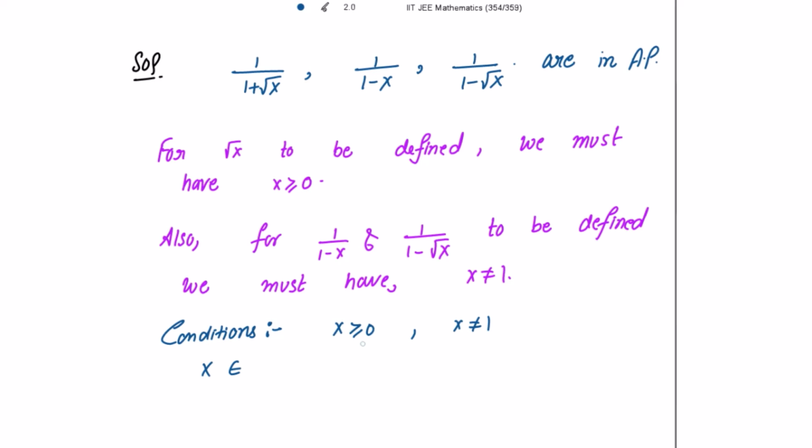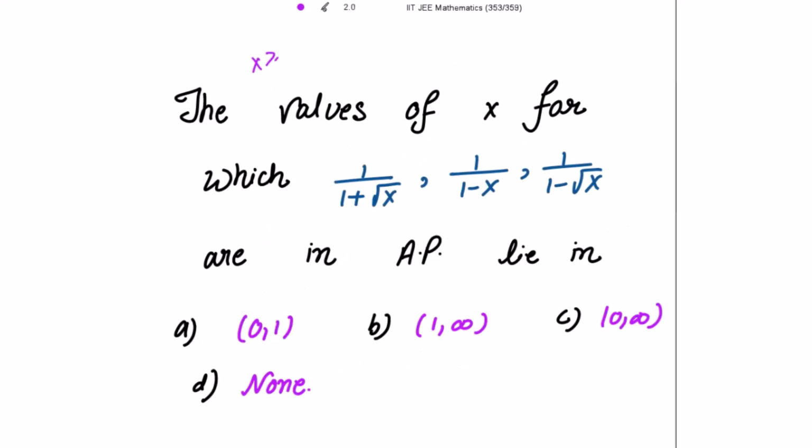X should be greater than equal to 0. That means 0 should be included in the interval, right? And 1 should not be included. So writing here the open interval on the right hand side, union 1 should not be included. And because x is greater than equal to 0, here I am writing infinity. So this is the required interval to which x belongs, for which x should be greater than equal to 0 and x not equal to 1.